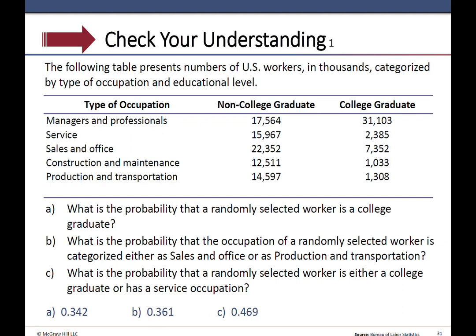C, what is the probability that a randomly selected worker is either a college graduate or has a service occupation? Now, this is where the general addition rule is going to kick in, because you would need the college graduate and you would need the service occupation, which is this column here, or this row here, and they overlap here at the 2385. So you would need to subtract the 2385 from your total, and you get 0.469, hopefully.